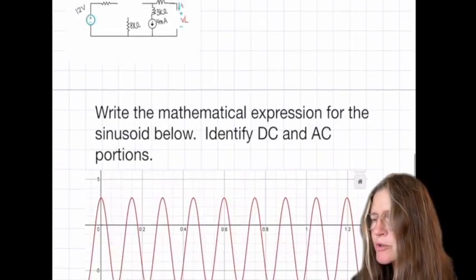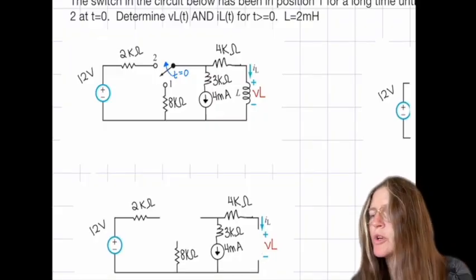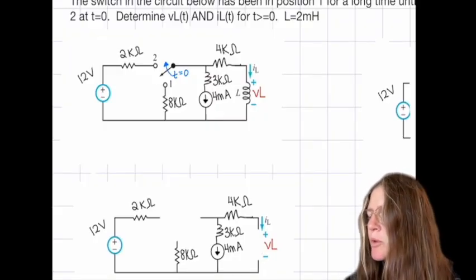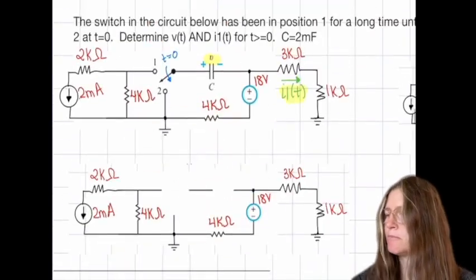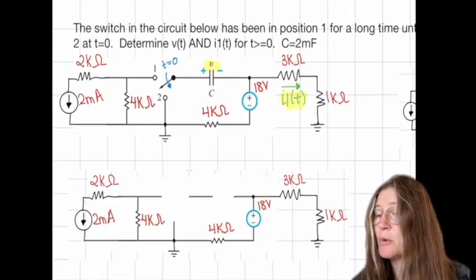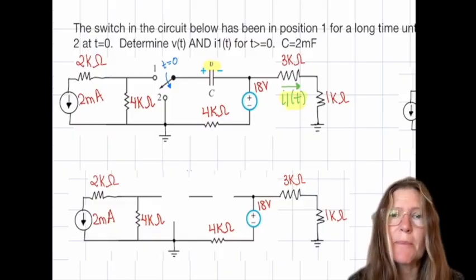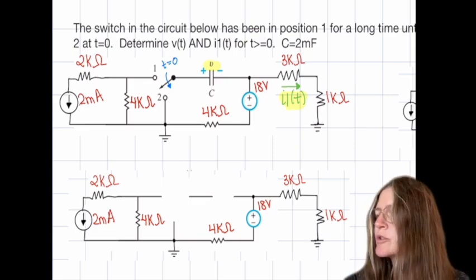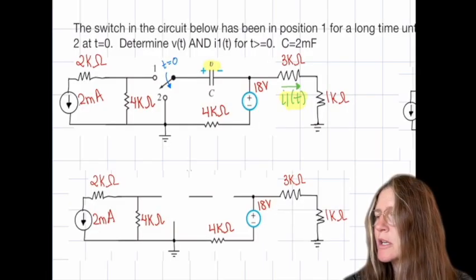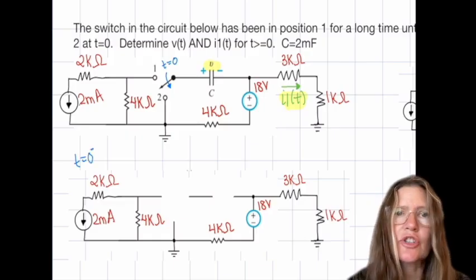So we're going to look over this circuit, where we want to find both the voltage across the capacitor and also the current through that 3K resistor. To start, we're going to begin by looking at the time right before a change happens.